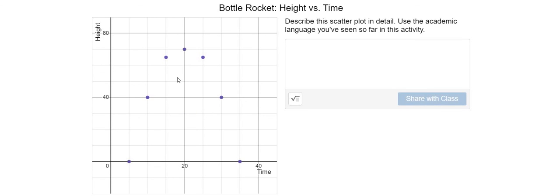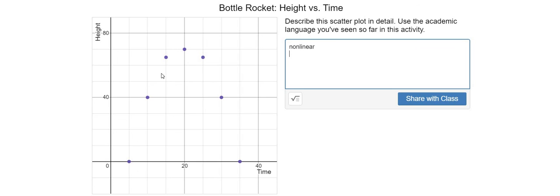Now, this one graph, at first glance, looks like it might have no association because we've got some points that are high in time and low in height, but let's have a look at what this is. This is a bottle rocket height versus time. So if we're firing a bottle rocket, it's going to go up and then it's going to come down again. So we can see that there is a relationship. It's going up and then it's coming back down. So yes, there is a relationship. It is just non-linear.